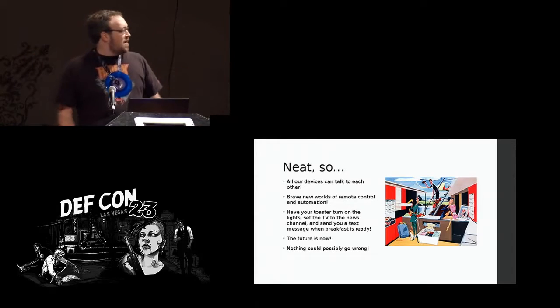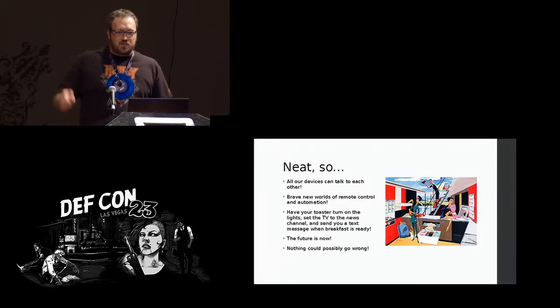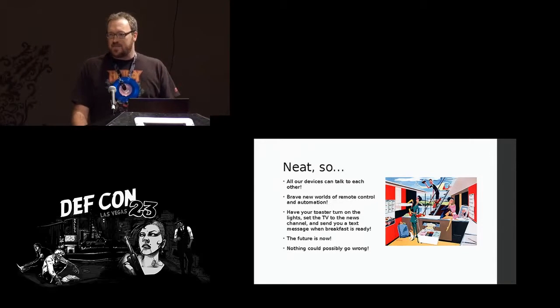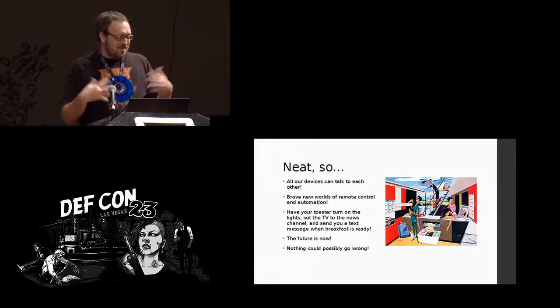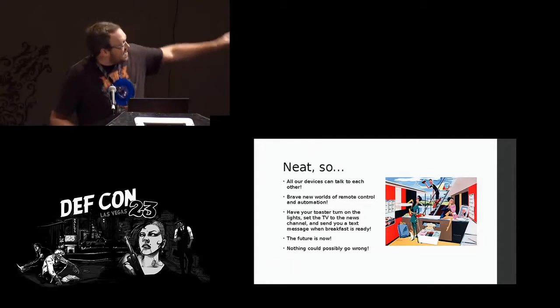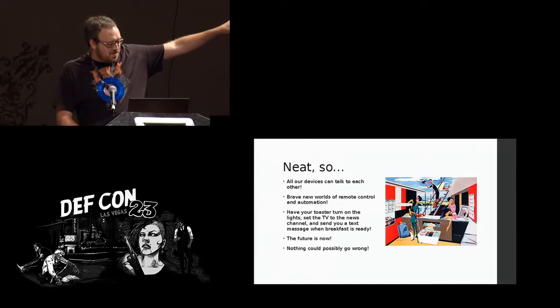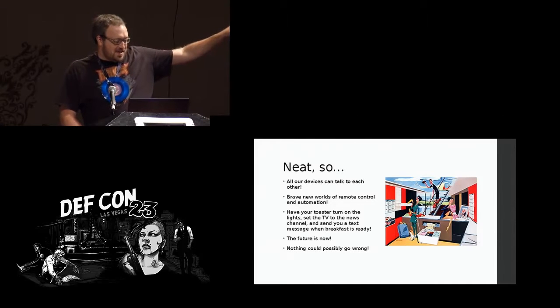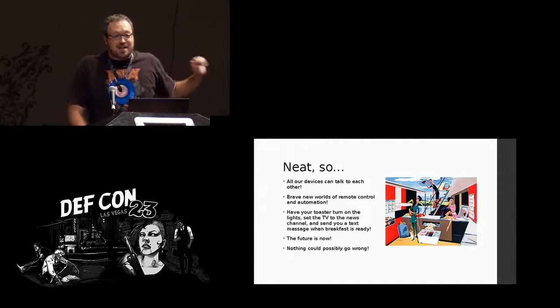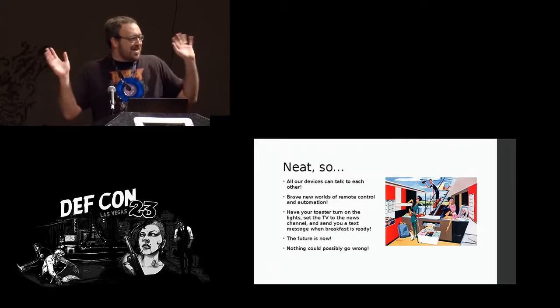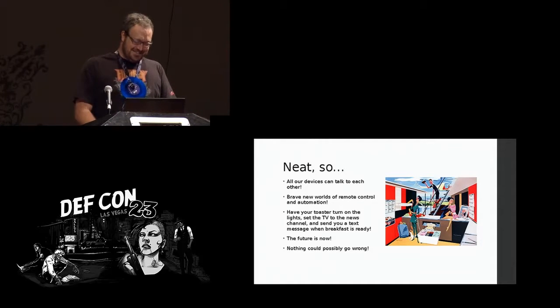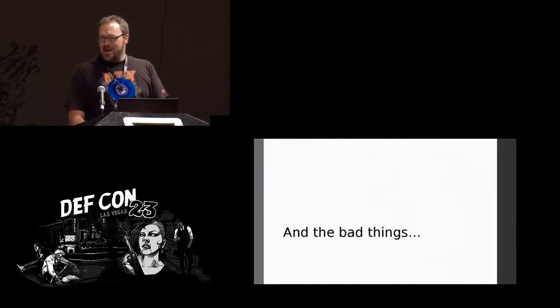Okay, so great. This is all awesome. We live in the Jetsons, basically. All of our devices happily talk to each other and work together, and everything's great. Have your toaster turn on the lights, set the TV to the news channel, and send you a text message when your breakfast is ready. That's not even a joke. We can totally do that, and it's awesome, right? Everything is sunshine and rainbows. The end. And the bad things.